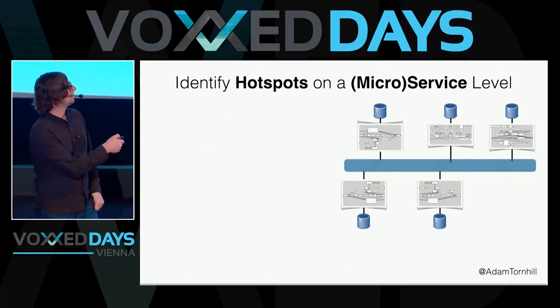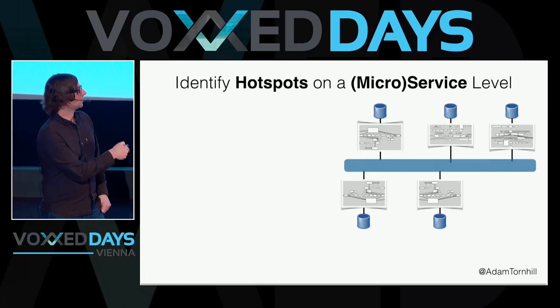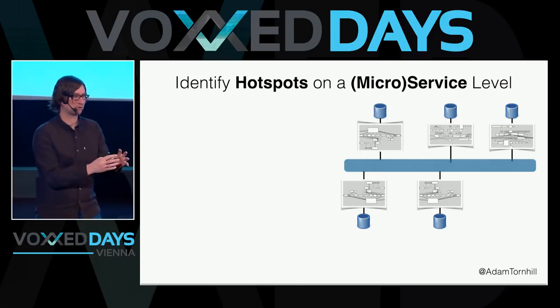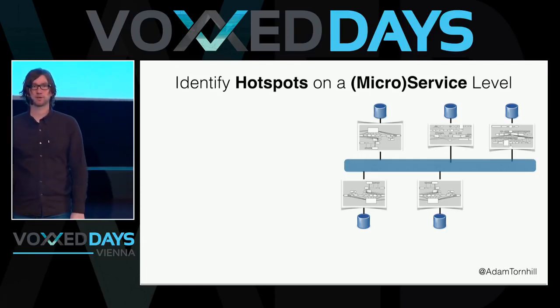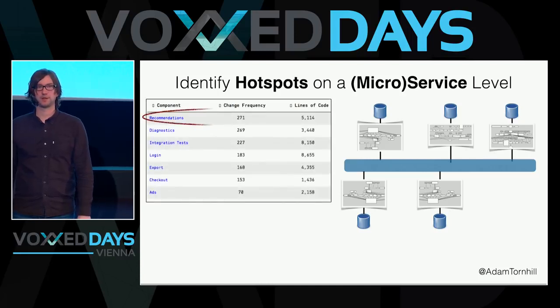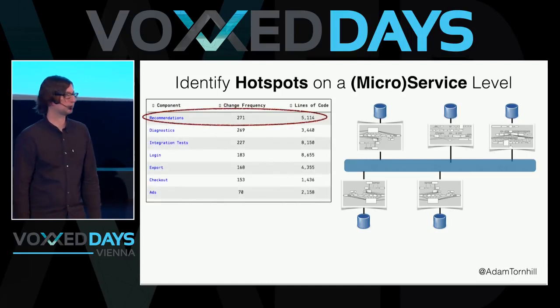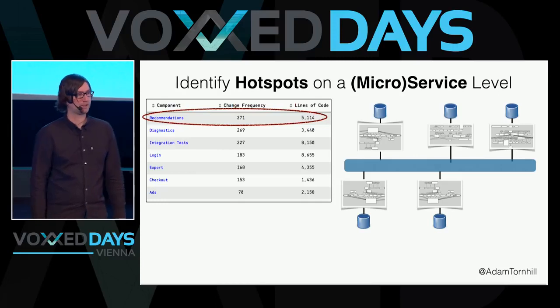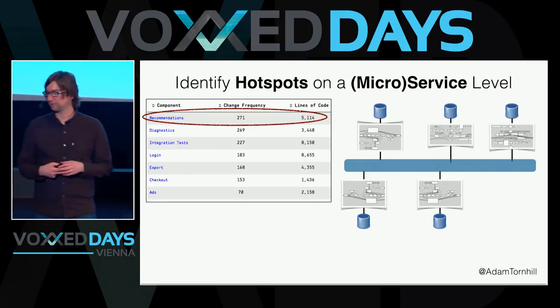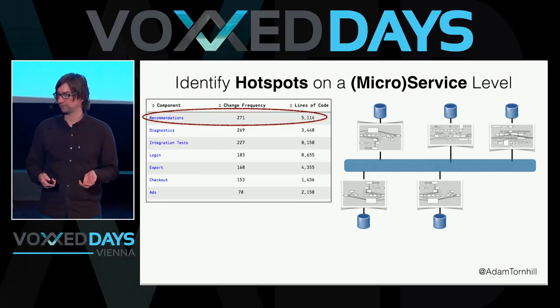So what I do now is that I take all files that belong to a single service, aggregate the contributions to all of those, and calculate hotspots on a service level. And here's an example from our real-world microservice system. And we see that the number one hotspot is something called a recommendation service.